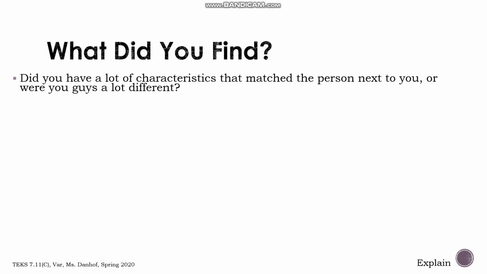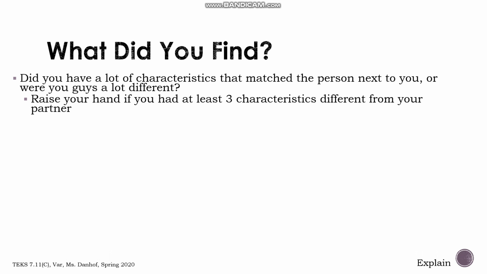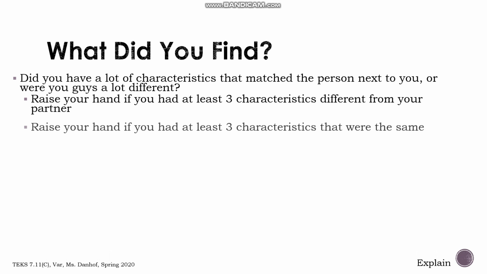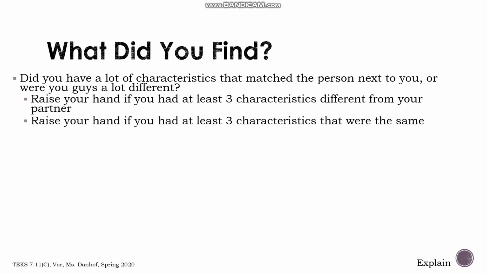I'm asking them if they had a lot of characteristics that matched the person next to you, or if they were a lot different, and I elaborate more on that in the other bullet points by asking them to raise their hand if they had at least 3 characteristics different from their partner. They raise their hand, or they don't, depending. And then raise your hand if you had at least 3 characteristics that were the same. So everyone should raise their hand at either one or the other, because there are only 4 different characteristics on the exploration guide, so everyone is involved in it.